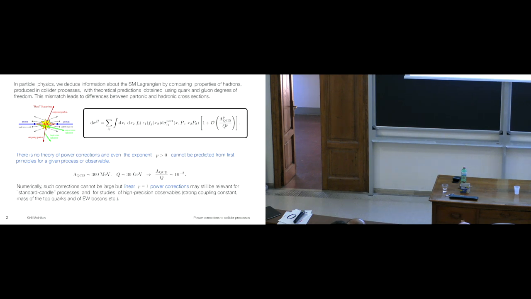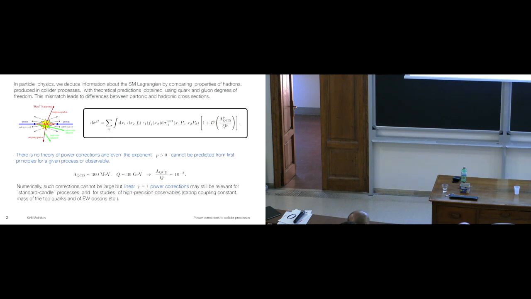Now, these power corrections, as you see, probably give you a percent or something of this order. And of course, for the majority of processes, this is probably way too high precision, so roughly irrelevant. But perhaps something like this is of interest for high precision observables, things like the strong coupling constant. You will see an example of where this actually becomes relevant. Measurement of the top quark mass, perhaps measurement of the electroweak gauge boson masses, and things like that, okay?